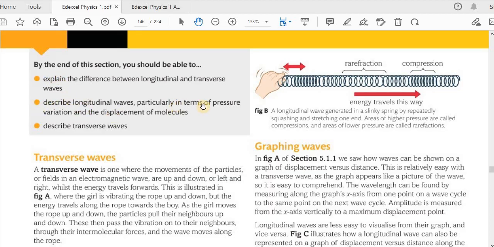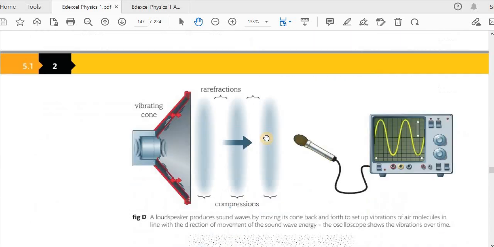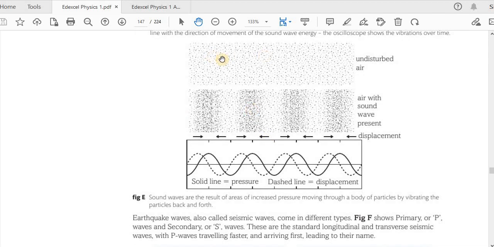Okay, so I think you understand the pressure variation and the displacement of molecules. Where there are molecules close together, there is high pressure, because you have a higher concentration of molecules in the compression. Therefore the pressure is higher there compared to the rarefaction. More molecules together means there will be more collisions, which will increase the pressure.